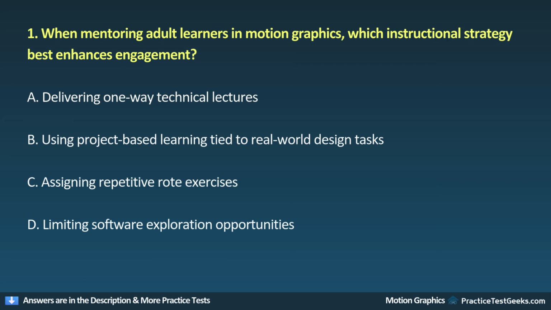1. When mentoring adult learners in motion graphics, which instructional strategy best enhances engagement? A. Delivering one-way technical lectures. B. Using project-based learning tied to real-world design tasks. C. Assigning repetitive rote exercises. D. Limiting software exploration opportunities.